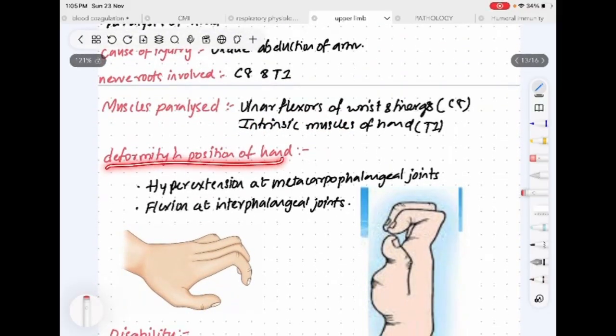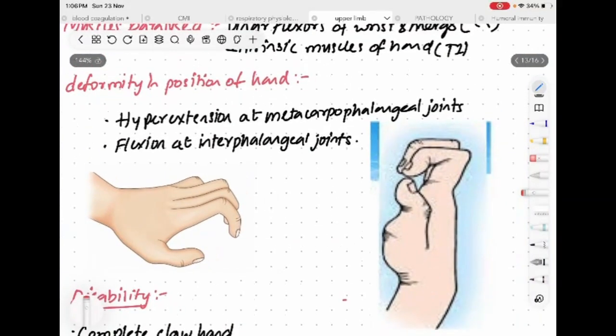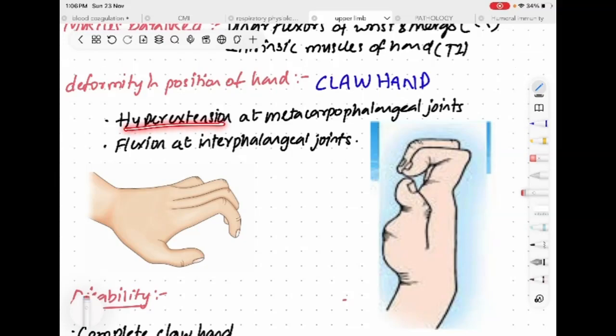Now what is the deformity in the position of the hand? It is hyperextension at the metacarpophalangeal joints and flexion at the interphalangeal joints. So you can see this is basically a claw hand. We'll be calling it the claw hand. What is written here? Hyperextension at metacarpophalangeal joints and flexion at the interphalangeal joints. I hope you are clear. So this deformity is known as claw hand.